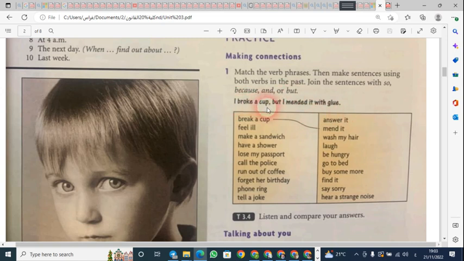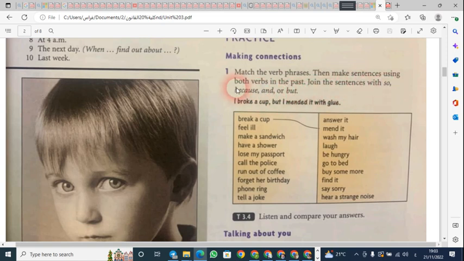I broke a cup أنا كسرت قدحا أو كأسا but I mended it with glue لكنني أصلحته بالصمغ. So here there is a contradiction, breaking and mending. فالكلمة المناسبة the suitable connection word is but.